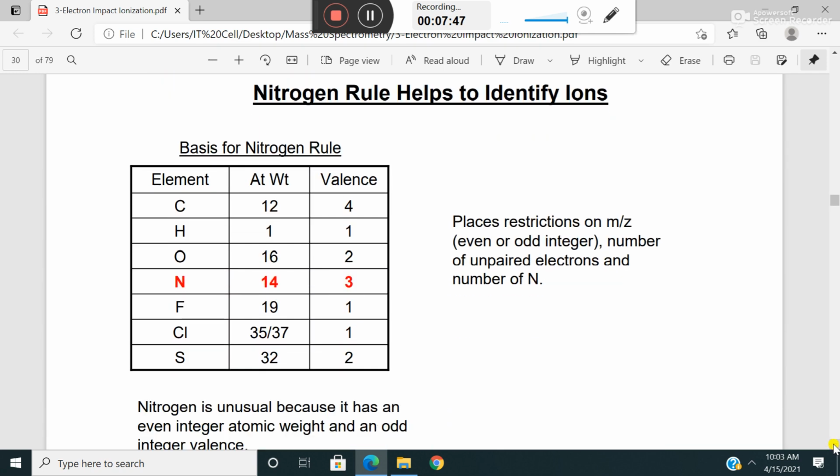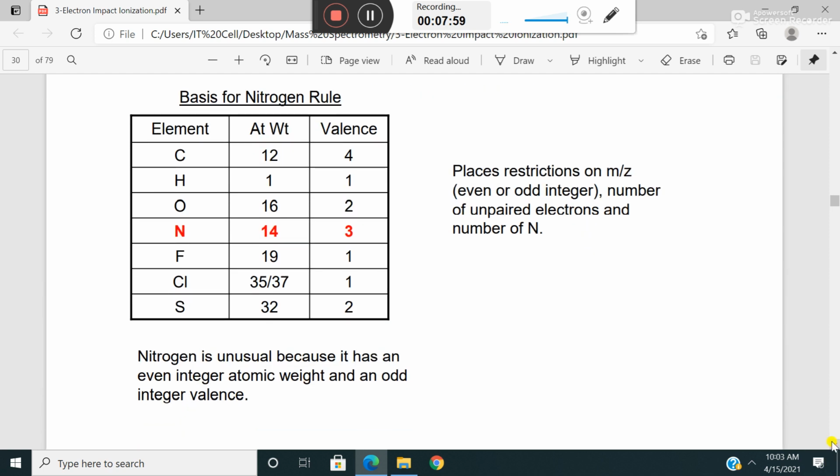Nitrogen rule. Now this is very interesting. You have the elemental composition, and you already know about those. Here we see that two things you should consider. One is the m by z value, and the other is the valency. If your valency is even, the atomic weight is also even. This is the case in most cases.